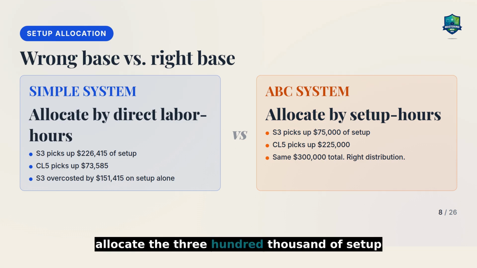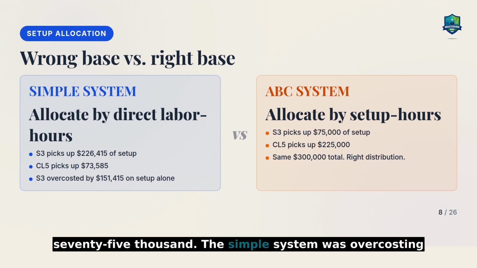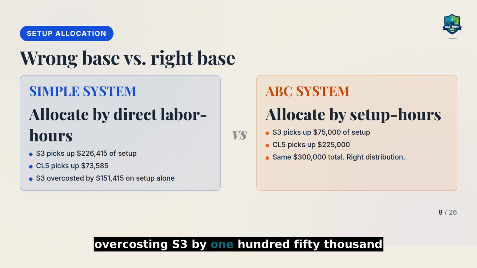Now allocate the 300,000 of setup cost 2 ways. Using direct labor hours, the cost allocation base of the simple system, S3 picks up 226,000 of setup cost. Using setup hours, the actual cost driver, S3 picks up only 75,000. The simple system was overcosting S3 by 150,000 on setup alone.